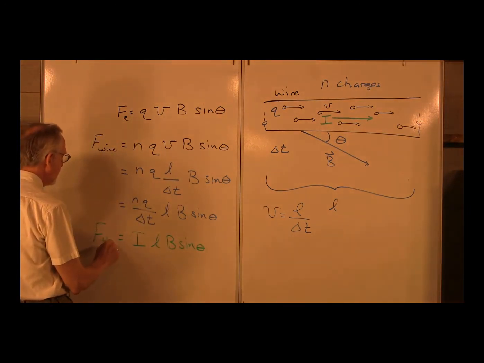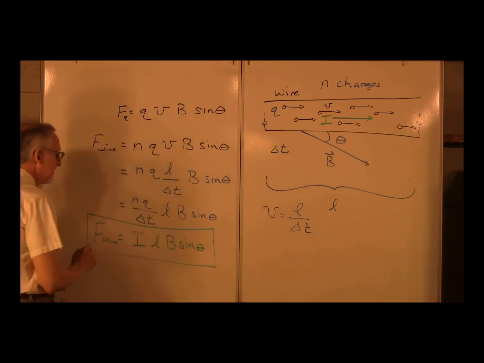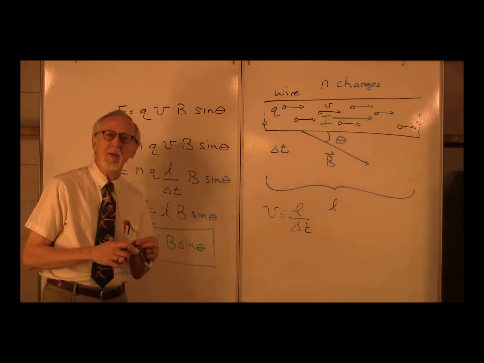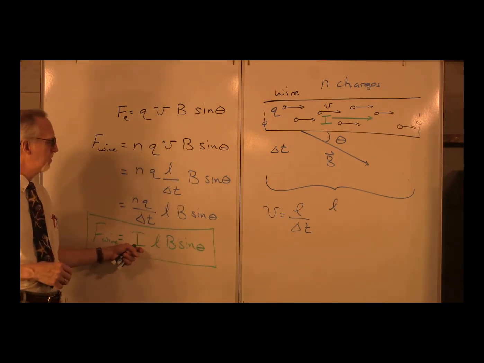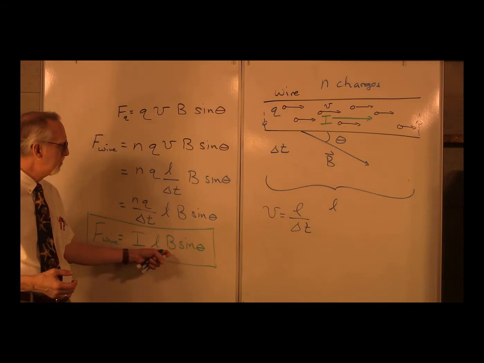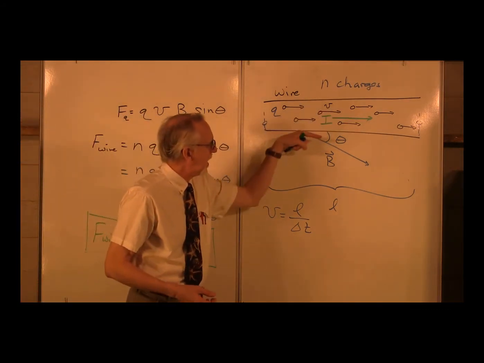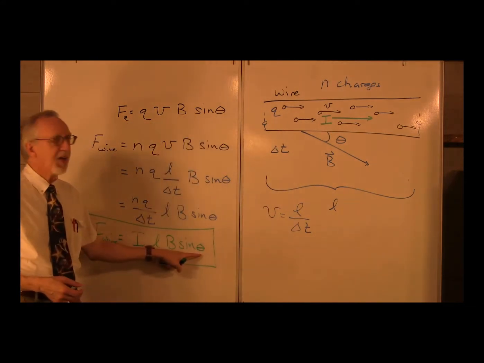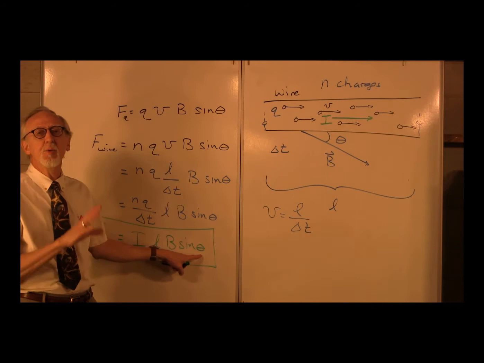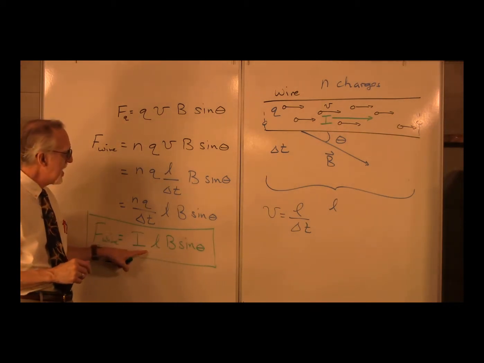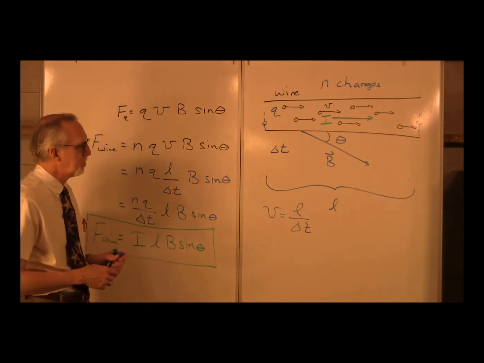What do we end up with? We end up with the total force acting on the wire is equal to ILB sine theta, where I is the current in the wire, L is the length of the wire, B is the magnitude of the magnetic field in which the wire is, and theta is, remember our first equation, the angle between V and B. Now we can think of theta as the angle between I and B.